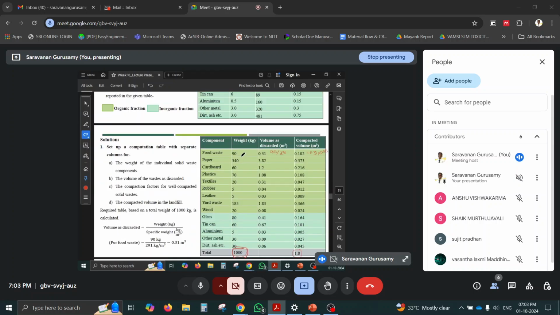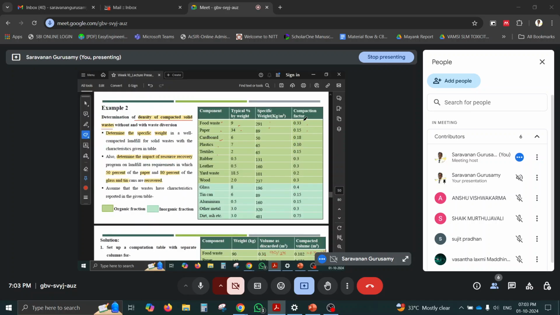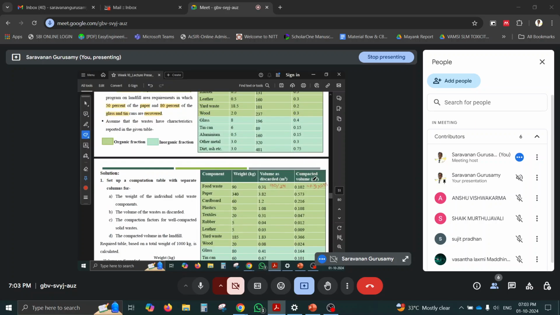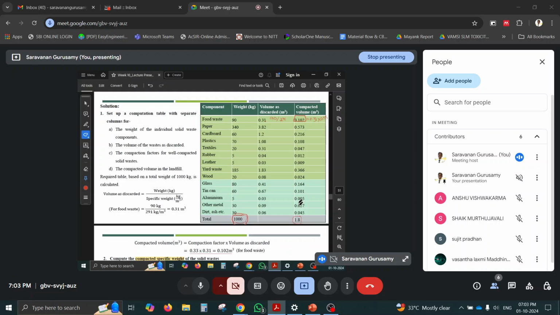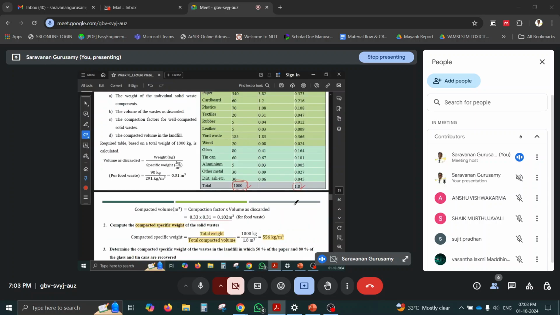So we have 90 by 291 as the density. You will get 0.31 as the volume. But 0.31 is the actual volume; the compacted volume will use 0.33 as the compaction factor. So if I multiply with this volume, I will get 0.102 as a compacted volume. So the total compacted volume is 1.8. Total weight is 1000. So again, mass by volume, 1000 by 1.8, will give you the compacted density.